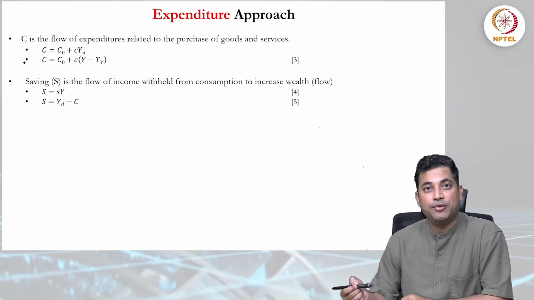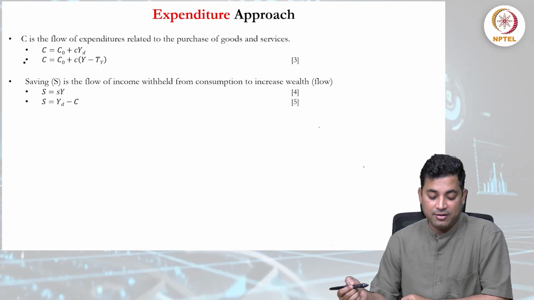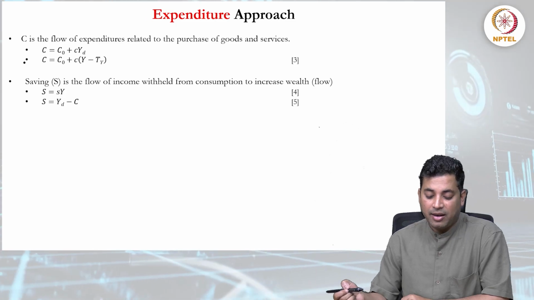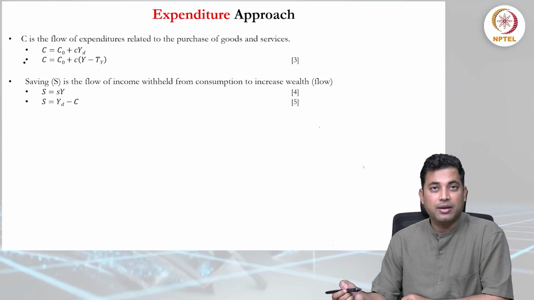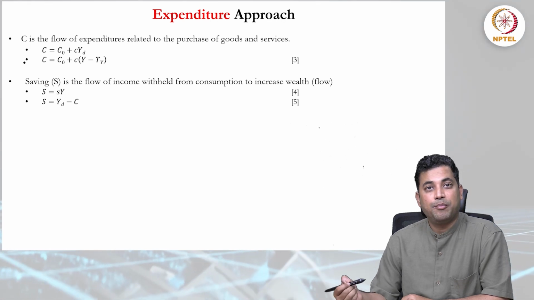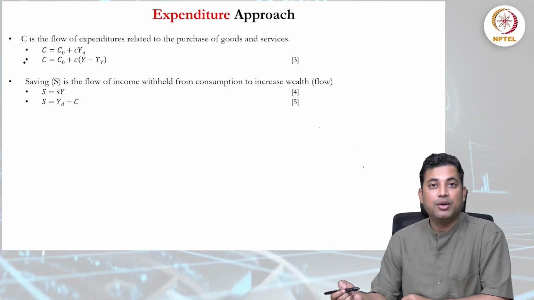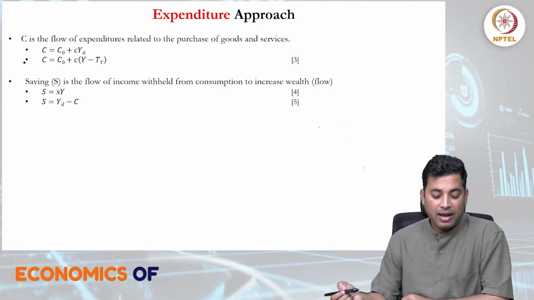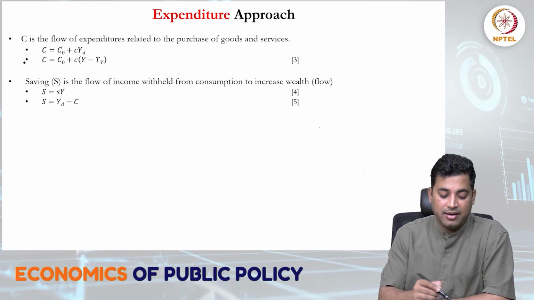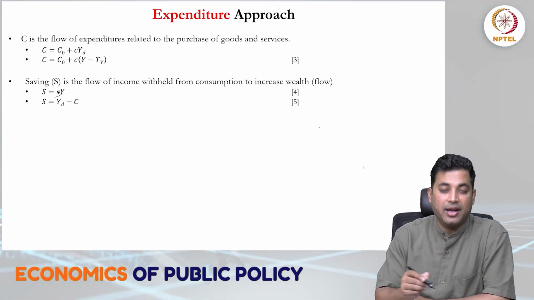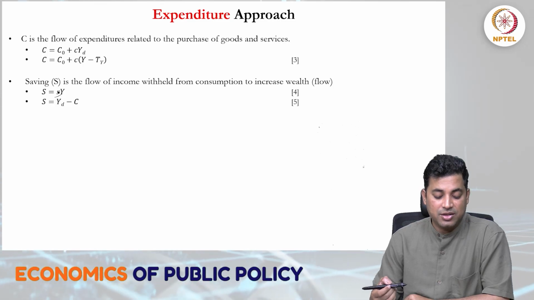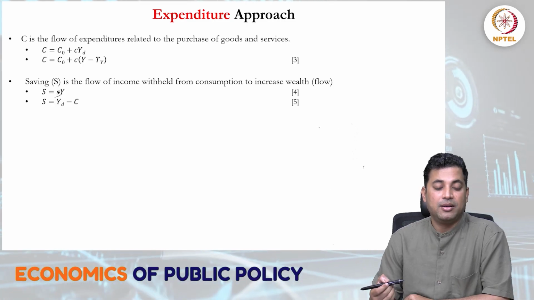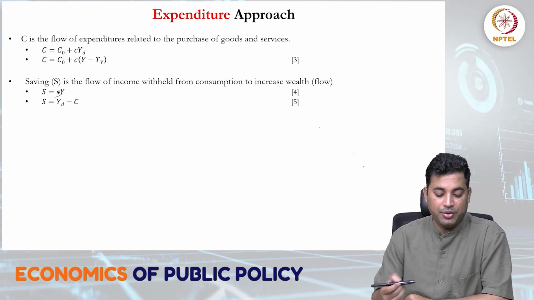The difference between flow and stock: saving is the flow of the income withheld from consumption to increase. So savings is proportionately related to total income. And small s here is the saving rate, the rate at which a person or the nation is saving from the total national output.